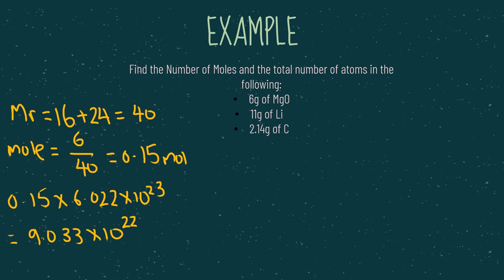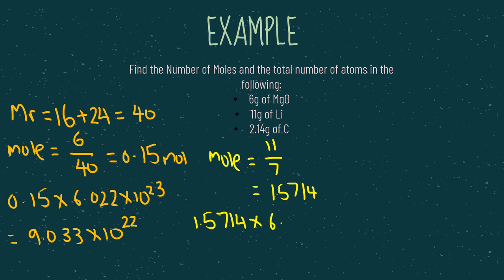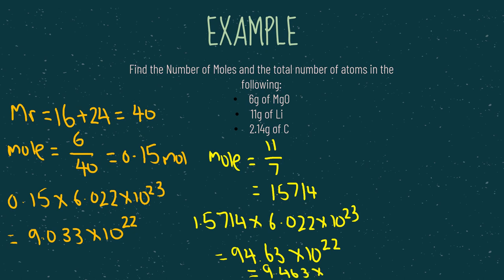Okay, so next we move on to lithium. From the periodic table, we know that lithium has an atomic mass of 7. So mole equals 11 over 7. And this gives us 1.5714. So the number of particles will be 1.5714 times 6.022 times 10 to the power of 23, and we should get the answer of 94.63 times 10 to the power of 22. We can also change this to 9.463 times 10 to the power of 23.